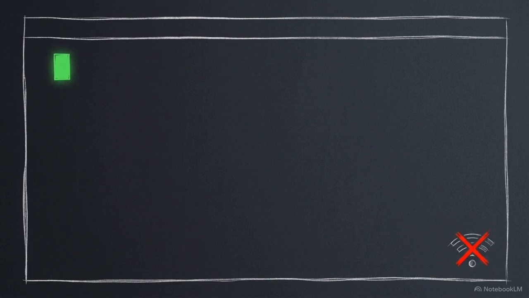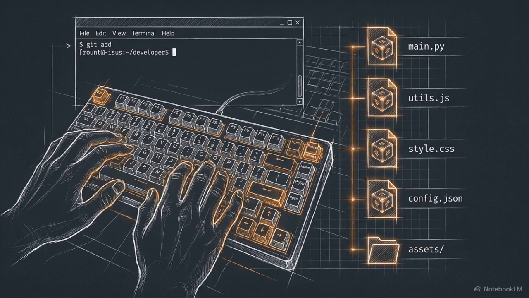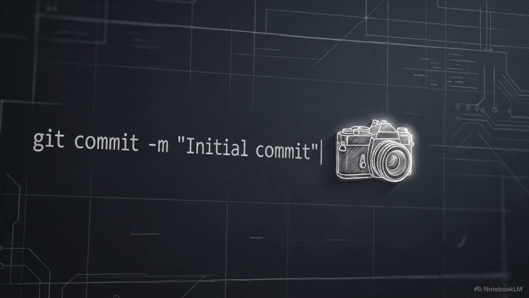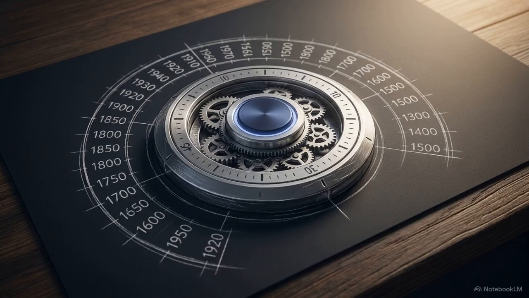This terminal represents your local workspace, running completely offline, isolated from the rest of the world. This is where Git lives. Typing git init creates an invisible tracking system on your machine. You use git add to stage your files, and git commit to take a permanent snapshot of your code at that exact second. Git is the engine. It's a version control system that operates entirely on your physical hard drive, acting as a local time machine so you can recall any previous state of your project.